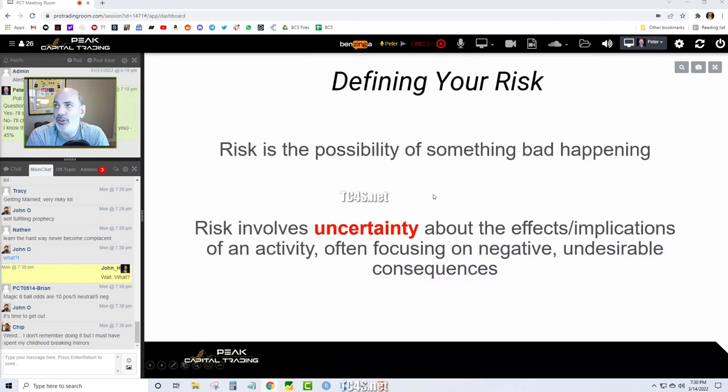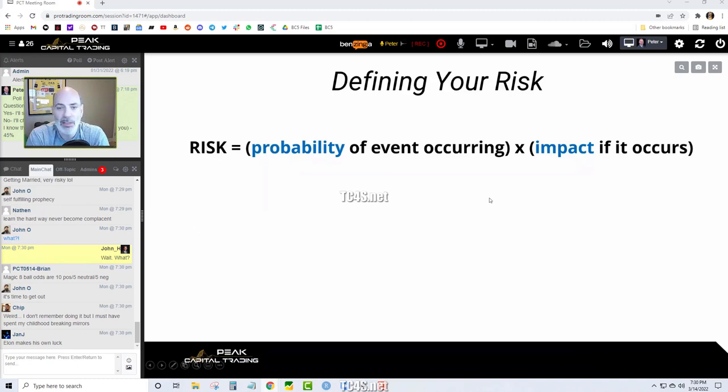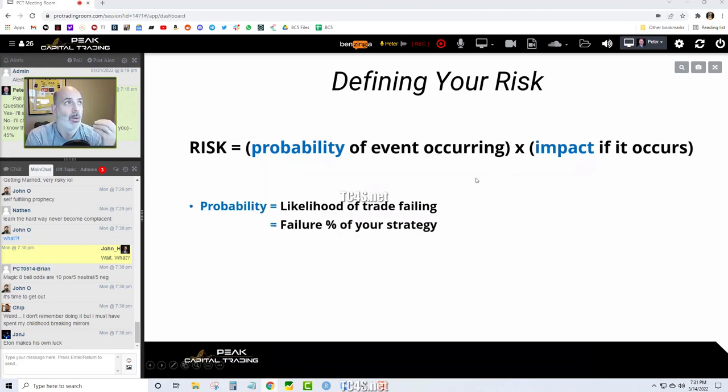So I provided you this definition earlier, but let's break it down, right? There's actually a mathematical formula behind risk that businesses like to use. And if you've ever been in a business setting where you've done risk assessments, often they use this type of formula, where it's the probability of an event occurring multiplied by the impact if it does occur. So in trading terms, let me change the probability into the likelihood of a trade failing, right? That's what that first part of the formula means, which essentially is the failure percentage of your strategy, right? That's the probability of the event occurring, because risk happens when the event fails in this case, right?